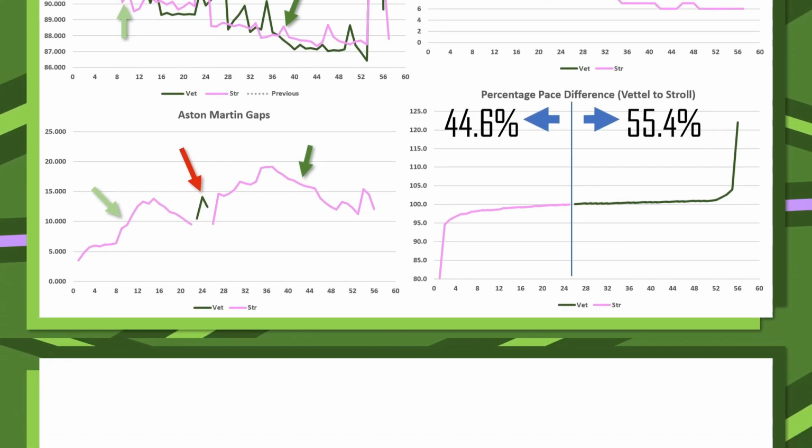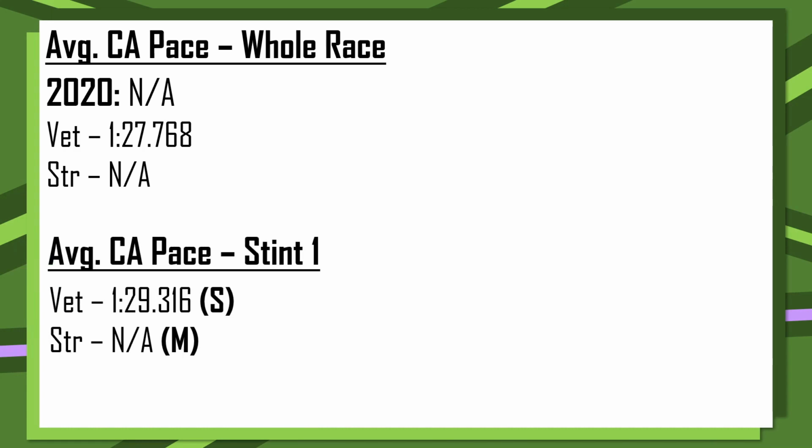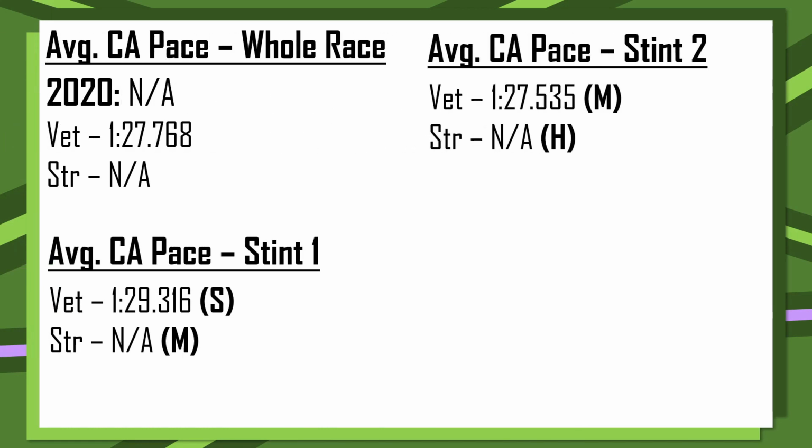And taking a look at Aston Martin's performance across this whole race, Stroll actually didn't set enough clean air laps to make a comparable average. It was in the 1:40s overall. Which means there isn't really any point in comparing their stints, as there is nothing to compare Sebastian Vettel to.